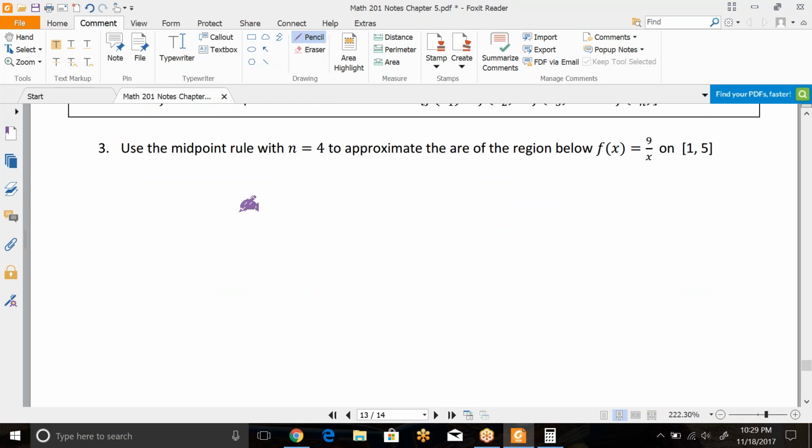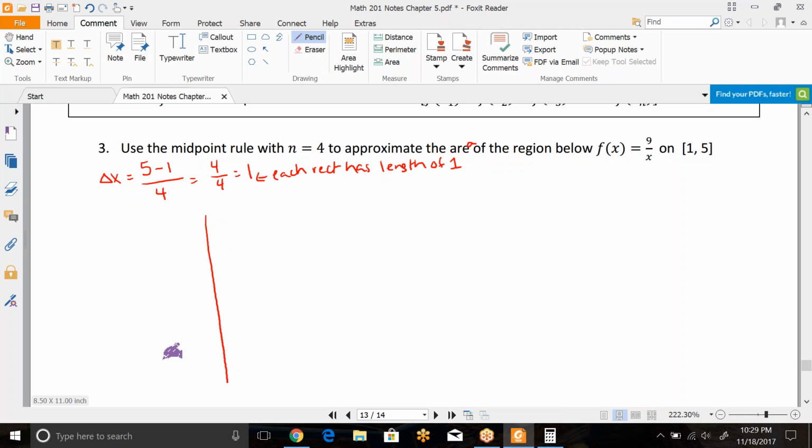So let's try example 3 and see what we get. So we have the midpoint rule with n equals 4 to approximate the area of the region below f of x equals 9 over x on 1 to 5. So the first thing you're going to do is find that delta x. You take your upper limit minus your lower limit and divide it by the number of rectangles. So this is 4 over 4, which is 1. So each rectangle has a length, or width, whichever way you want to call it, of 1.